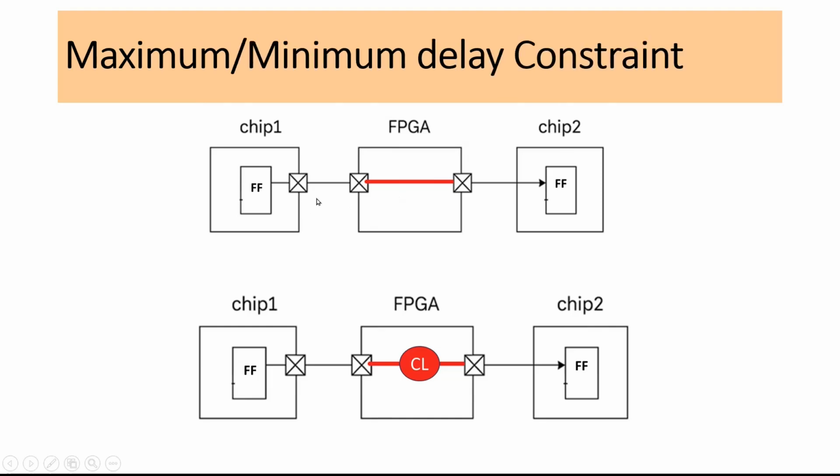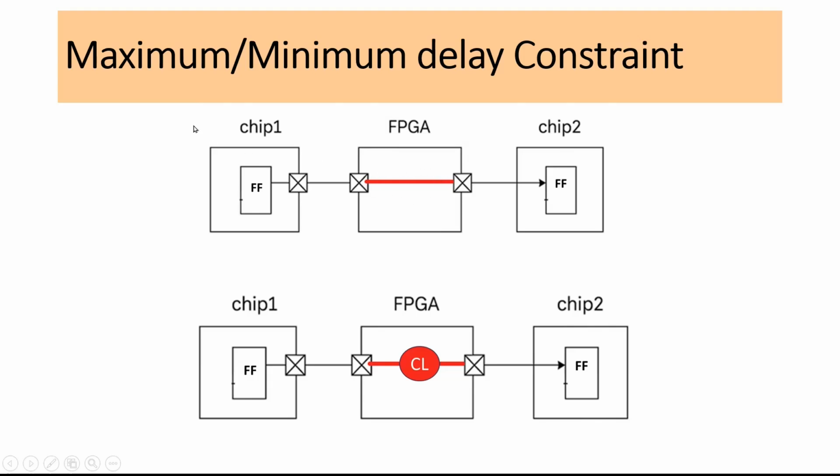Friends, just consider that this input port is coming from chip 1 and the output of chip 1 is coming from one flip-flop output. Similarly, the output of this FPGA output port is going to chip 2, which is ultimately received at another flip-flop inside chip 2. So this path from flip-flop inside chip 1 to flip-flop inside chip 2 becomes a flip-flop to flip-flop path.